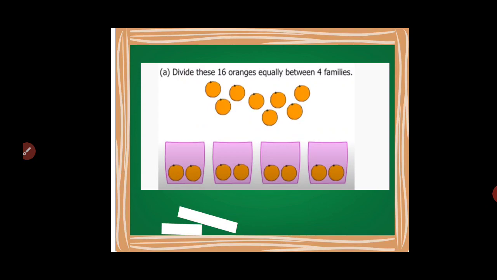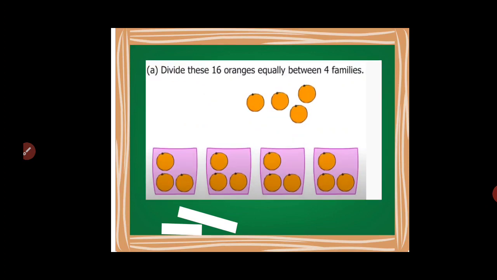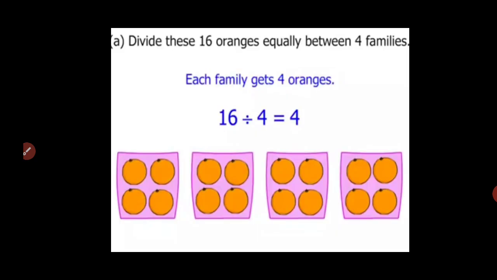Still some oranges are left. We will repeat the process again. And now, there are 3 oranges. Still, we are left with 4 oranges. So let's put these oranges in each basket. And now we see that we have equally divided these 16 oranges amongst 4 families.